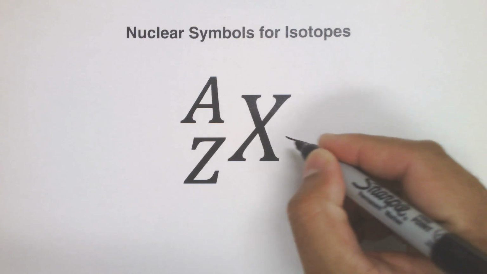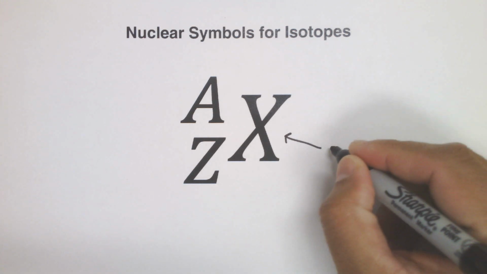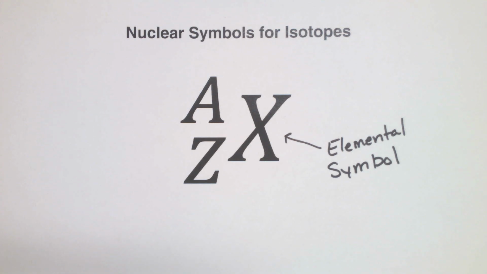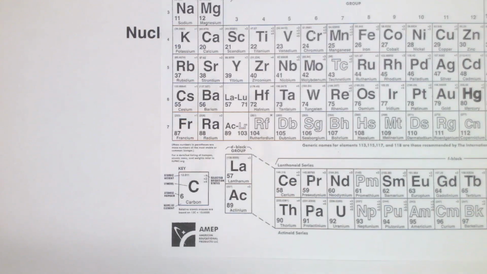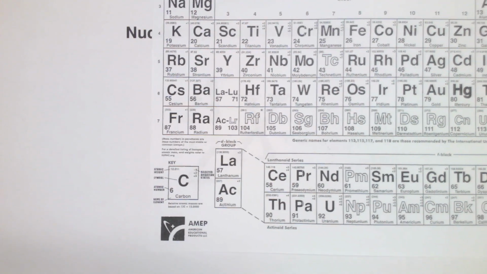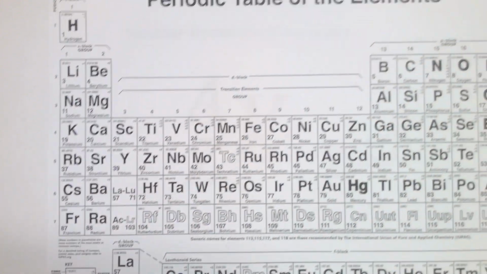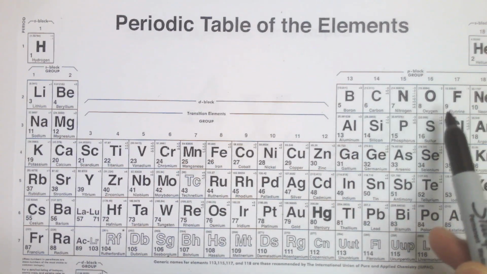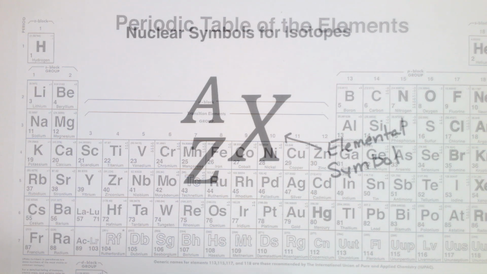Here, X is the elemental symbol. The elemental symbol, of course, comes from the periodic table. I'm using this periodic table from AMEP. And in this periodic table, you'll see the nuclear symbols as these bold letters.